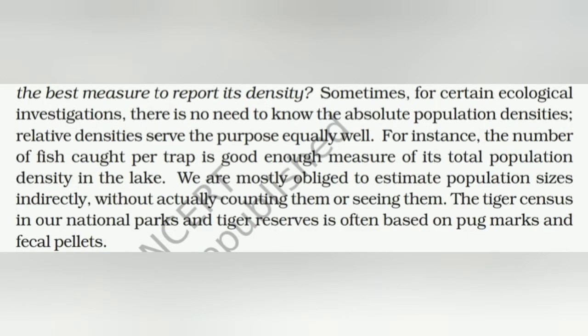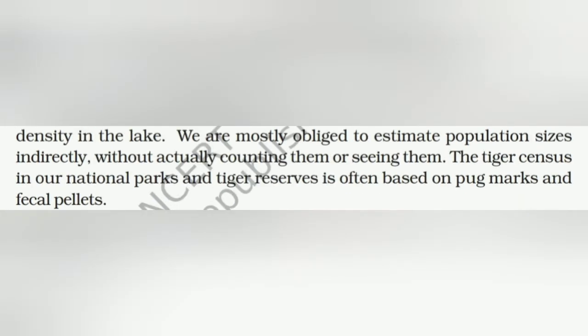Sometimes, for certain ecological investigations, there is no need to know the absolute population densities. Relative densities serve the purpose equally well. For instance, the number of fish caught per trap is good enough to measure the total population density in a lake. We are mostly obliged to estimate population sizes indirectly without actually counting them or seeing them. The tiger census in our national parks and tiger reserves is often based on pug marks and fecal pellets.